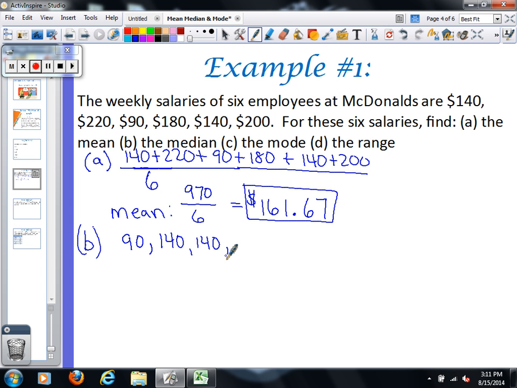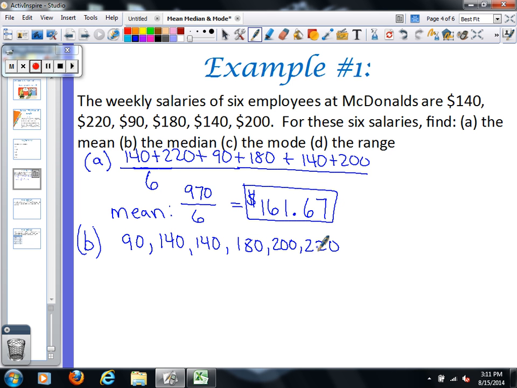Let's see, we got 180. You have 200. And you have 220. That should be 6 numbers. 1, 2, 3, 4, 5, 6.